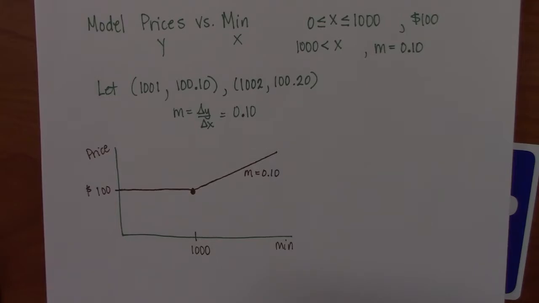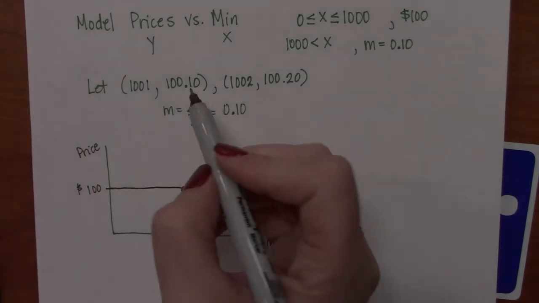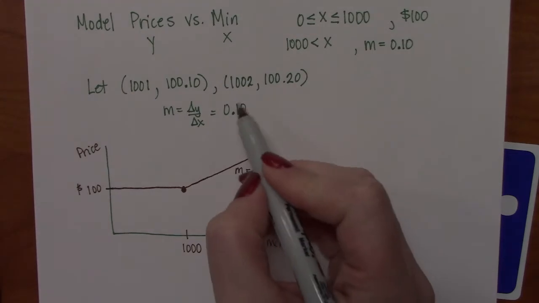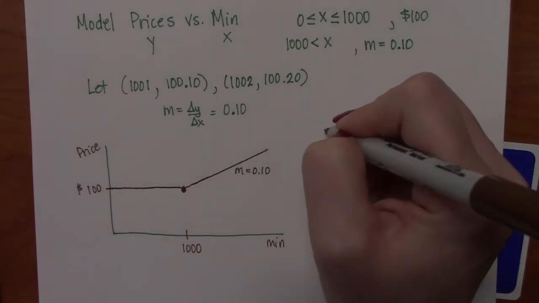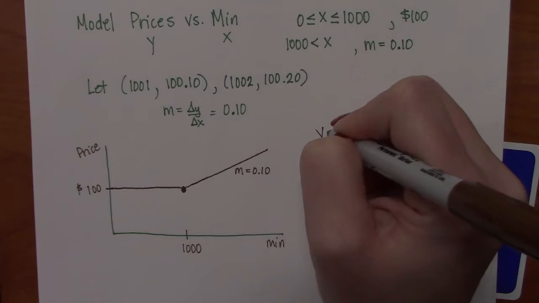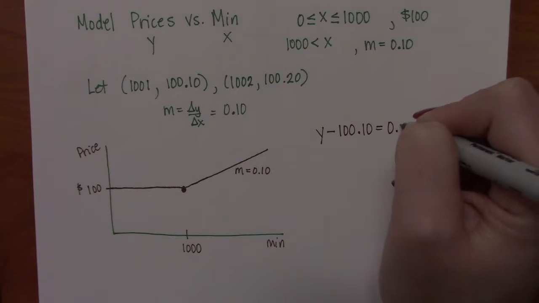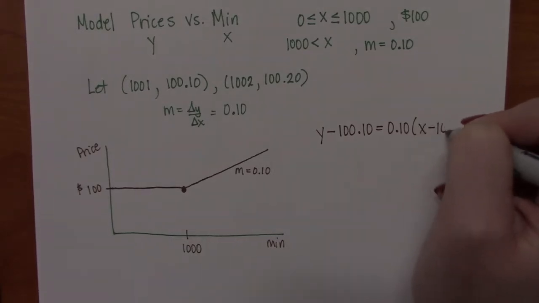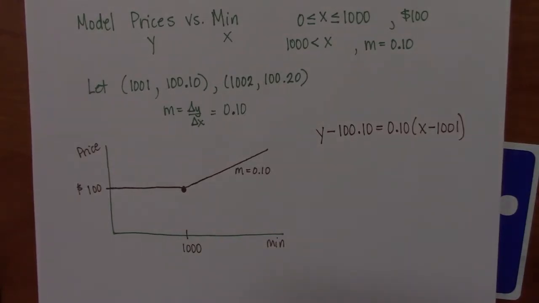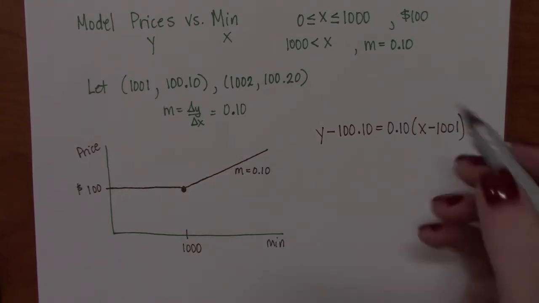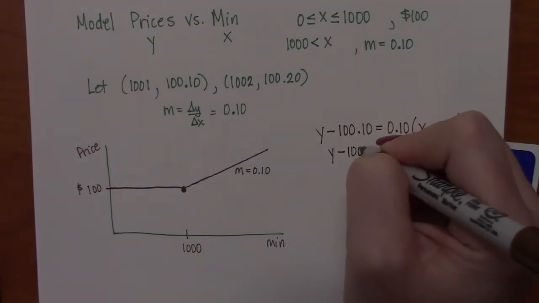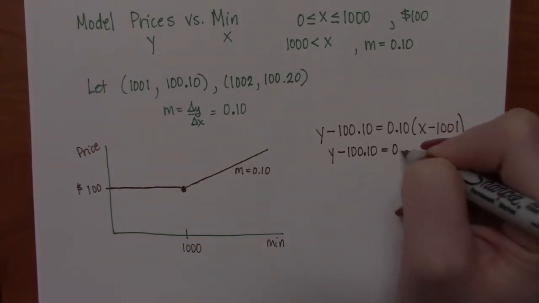and that was what the bill would look like as you talked more on the phone. So if we wanted to generate the equation for this second part, we can simply use the point-slope formula. I'm just going to grab this point right here. We have our slope, and we'll say y minus $100.10 will equal 10 cents times x minus 1,001 minutes. I'm going to distribute the 0.10.